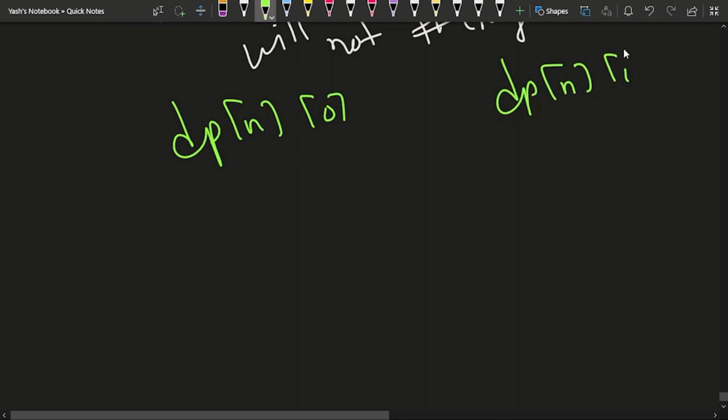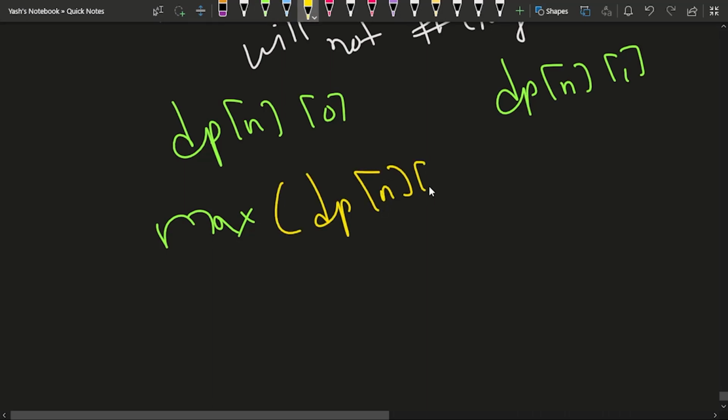Both of these values will be storing the optimal answers for the even numbered segment, as well as the odd numbered segment. And in the end, I just simply need to return the maximum of these two. So I'll return the maximum of dp of n0 comma dp of n1, and that is how my question will get accepted.